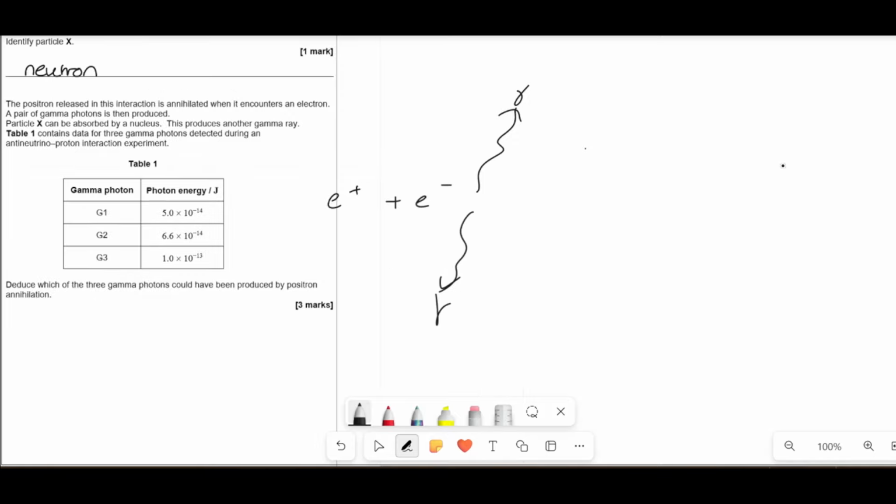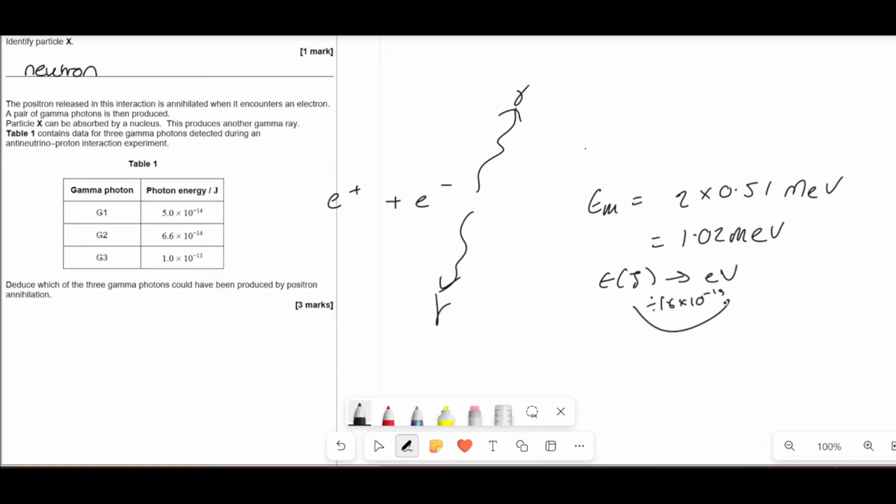So remember that the minimum energy is going to equal 2 times the rest energy of the electron and positron. Since they have the same mass, it's going to be E_min equals 2 times 0.51 mega electron volts from the formula sheet. And that gives us 1.02 mega electron volts. Now, to convert from energy in joules to electron volts, you would divide by 1.6 times 10 to the minus 19. So to go the other way around, you would just multiply. So 1.02, times 10 to the 6 because it's mega electron volts, times 1.6 times 10 to the minus 19 gives us 1.632 times 10 to the minus 13 joules.